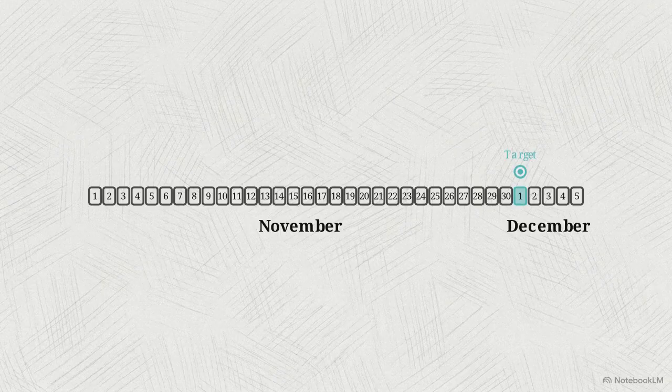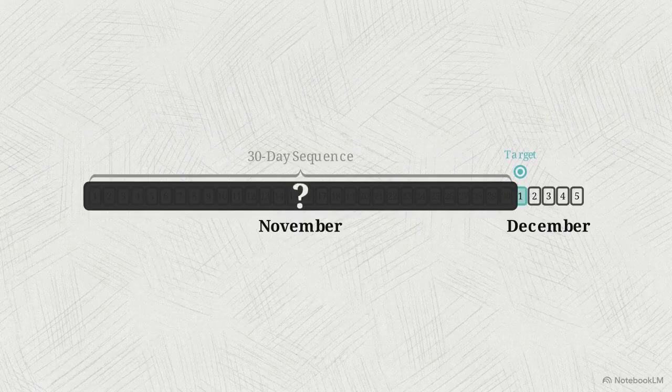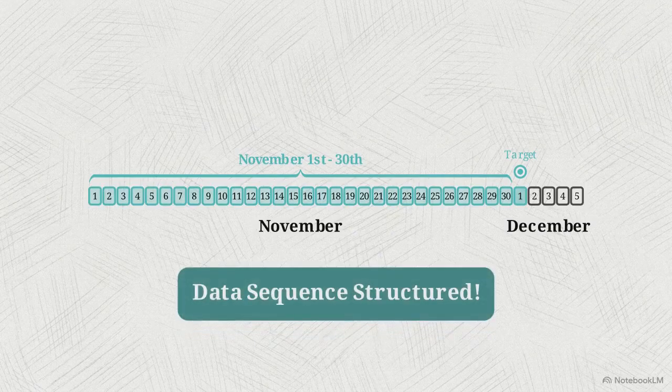If your target prediction day is December 1st and your model uses a 30-day sequence, pause the video and determine which specific dates would make up the input bracket. The correct input is November 1st through November 30th. Congratulations, you've just structured the input for a machine learning model.